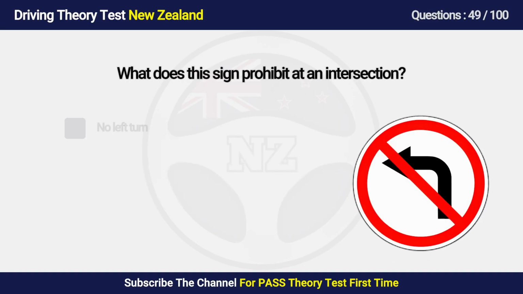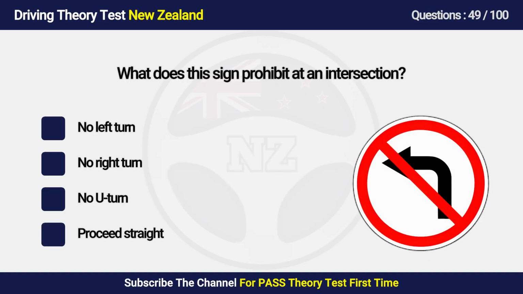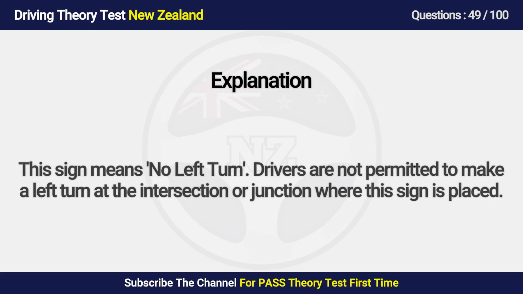Question 49. What does this sign prohibit at an intersection? A. No left turn. B. No right turn. C. No U-turn. D. Proceed straight. Answer is A. No left turn. This sign means no left turn. Drivers are not permitted to make a left turn at the intersection or junction where this sign is placed.